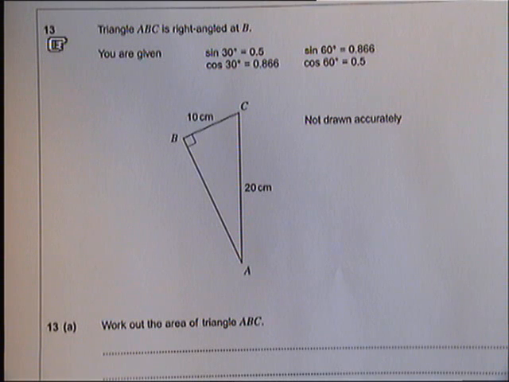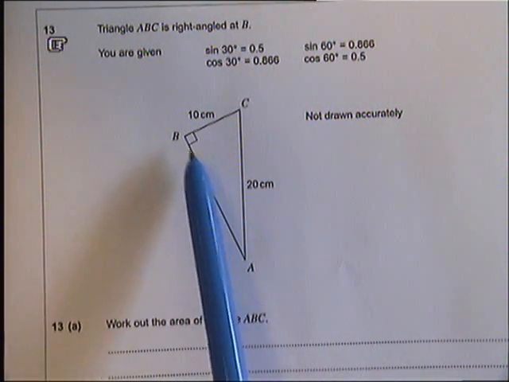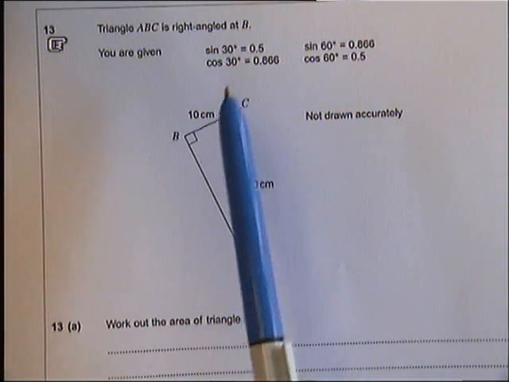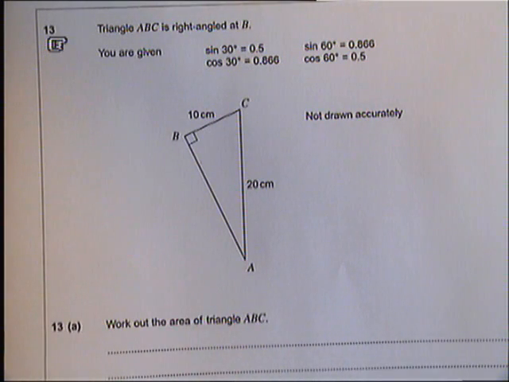The area of a triangle is usually base times height divided by 2. But here, that would probably be the base, that would be the height. We don't know the base, so we can't find that straight away. And they have given us some information up here as well about trigonometry, sines and cosines, things like that.